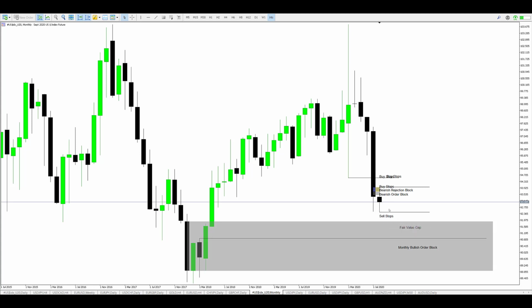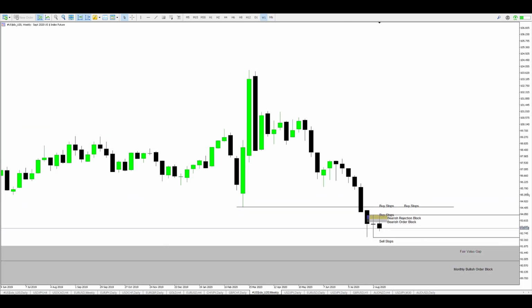I'm still expecting further weakness coming in, and the stimulus package is one to watch. That might be of interest for the bulls on dollar index. So if we jump to a weekly chart, we can clearly see we had a rejection into our bearish rejection block and bearish order block. That's on lower time frames, and then we had price trade lower. So you can see already that last week showed us willingness to trade to the downside.